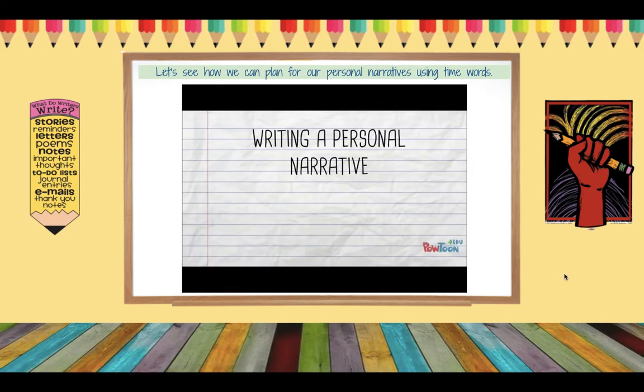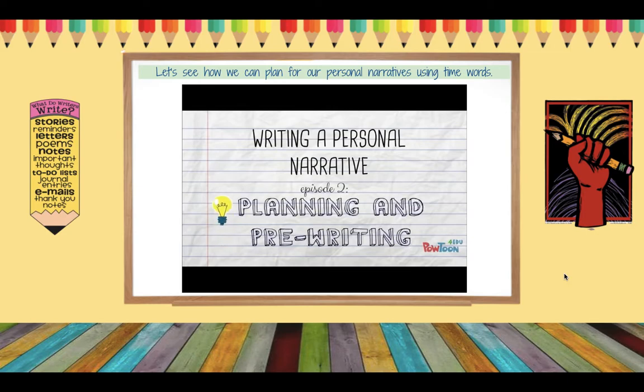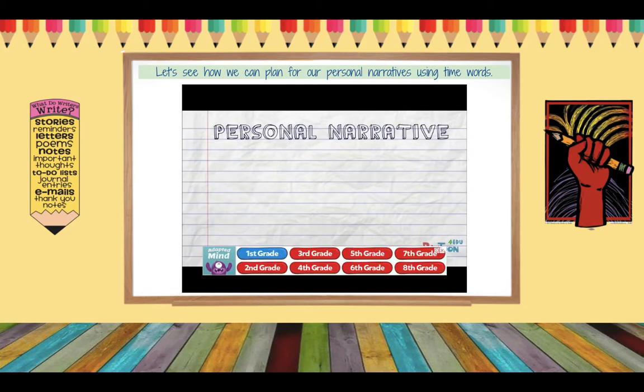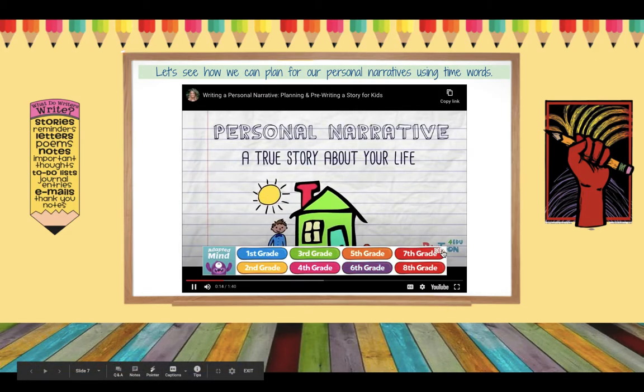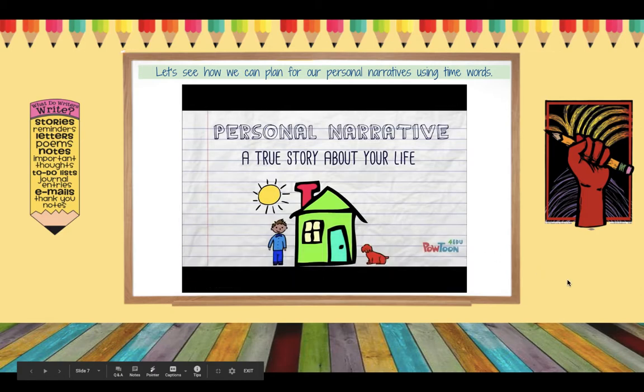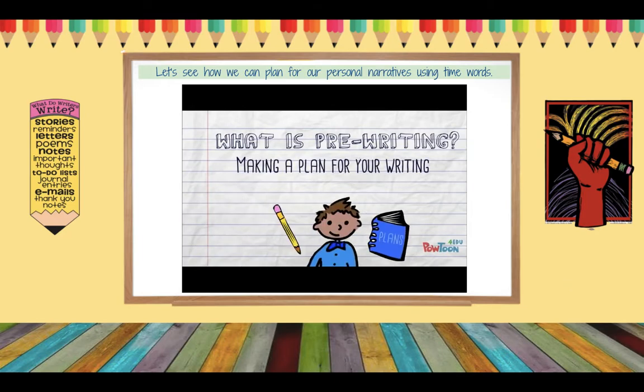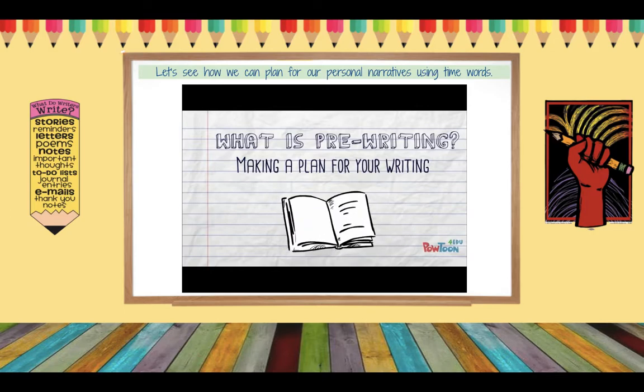Writing a Personal Narrative, Episode 2, Planning and Pre-Writing. A personal narrative is a true story about your life. You write about something that has happened to you. Pre-writing is what you do before you write your story. You make a plan for your writing. You think about what will go on each page you write.